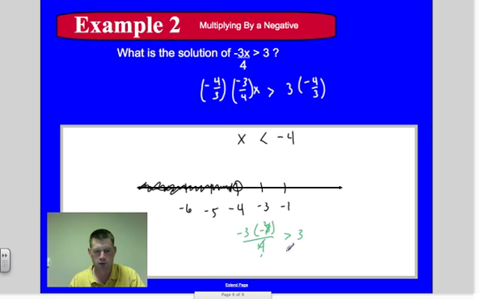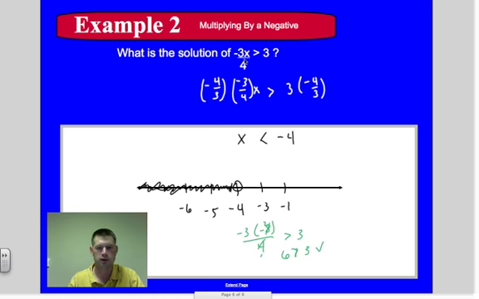Well, 3 and 2 make 6, but negative makes it positive. Is 6 greater than 3? Yeah, that one's true, so that checks out. So notice how that works: even though when you multiply both sides by a negative you flip the sign, it still checks out in the original.